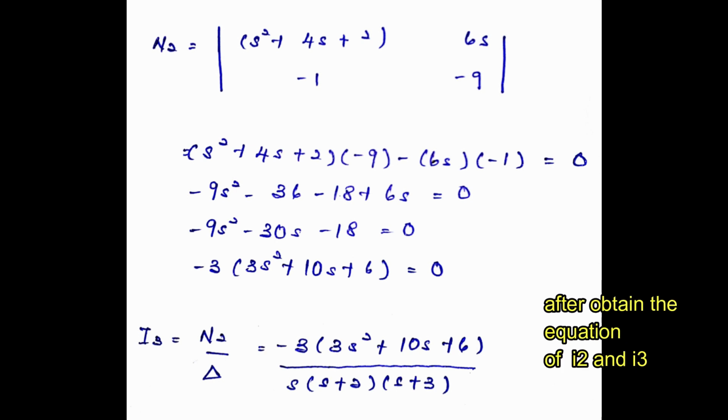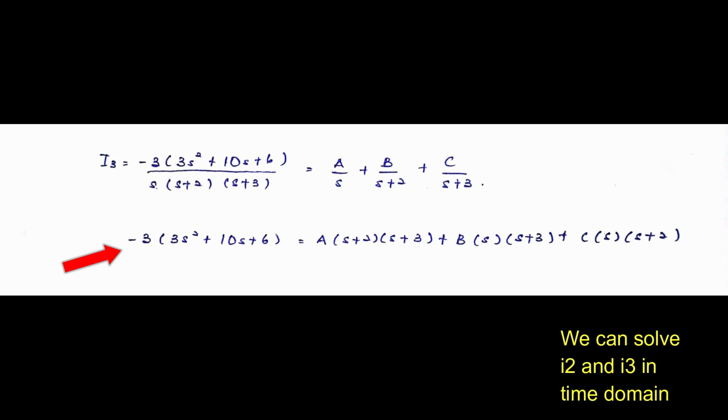After obtaining the equations for I2 and I3, we can find I2 and I3 in the time domain by using partial fractions. And after solving the partial fractions and using the table, we can solve I2 and I3 in the time domain.